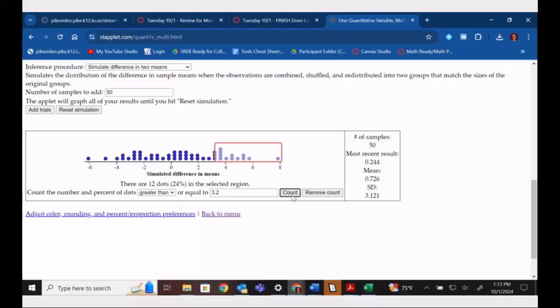What percent of those dots had a difference in mean heart rate of 3.2 or more? 24% of them. 12 dots. 12 out of the 50. 24%. I'm going to take this picture and paste it into the notes. So give me just a second.